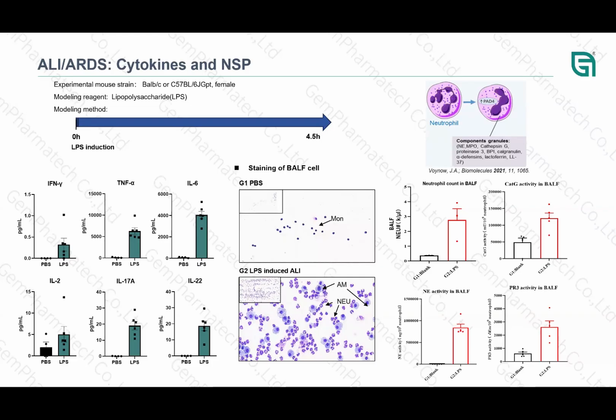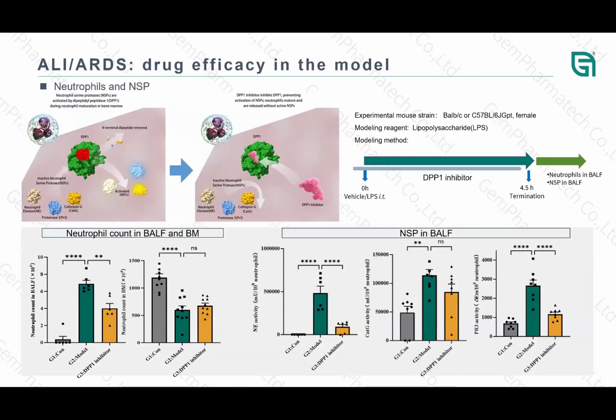of their enzymatic activity. And the result shows that the core proteins, including the neutrophil elastase, the cathepsin G, and PR3, were all activated. And these three enzymes collectively exacerbate the lung tissue damage and amplify the inflammation by degrading the alveolar capillary barrier and promoting the pro-inflammatory mediator release. The critical role of this enzyme activity makes them the key targets for the drug development, such as DPP1 inhibitors.